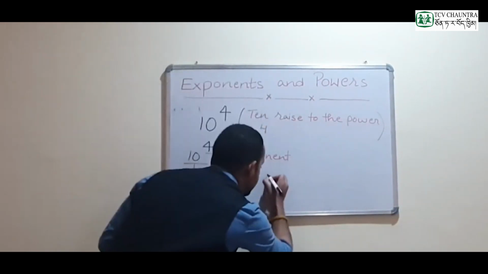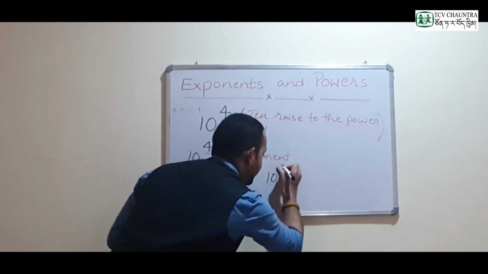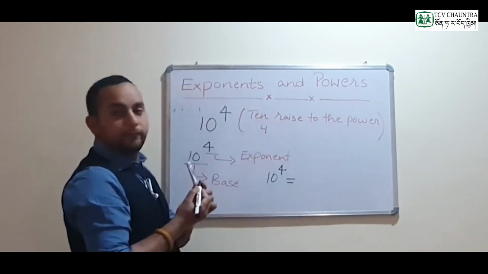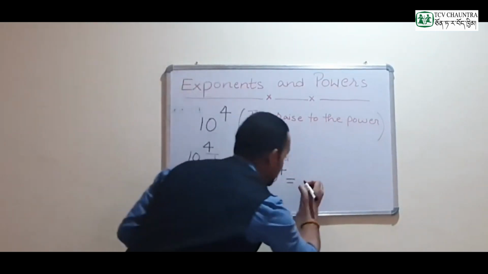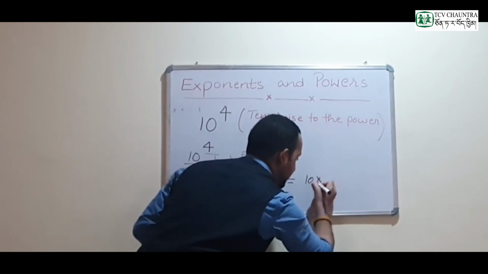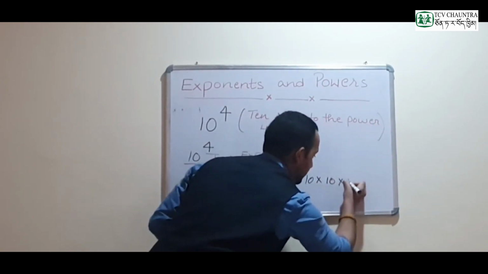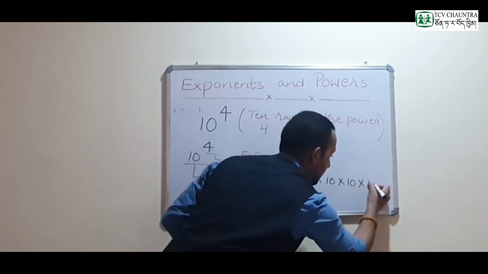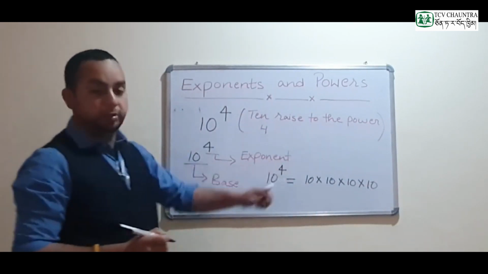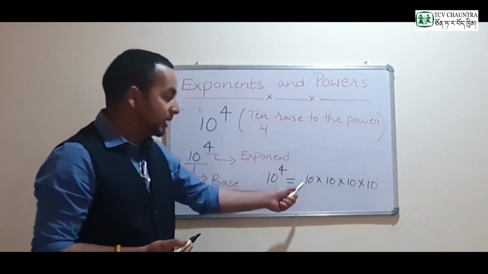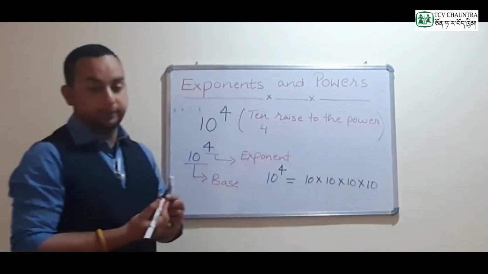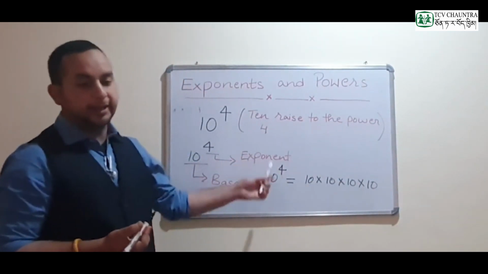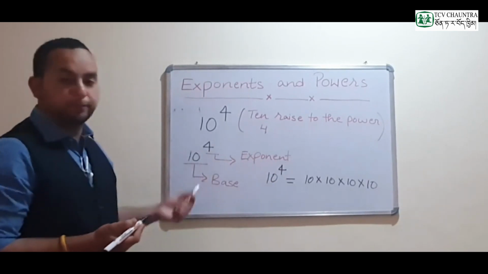10 raised to the power 4 means we have 10 four times. So 1 time, 2 times, 3 times, and 4 times. 10 raised to the power 4 means multiplication of 10 four times. Till now we had studied positive exponent.